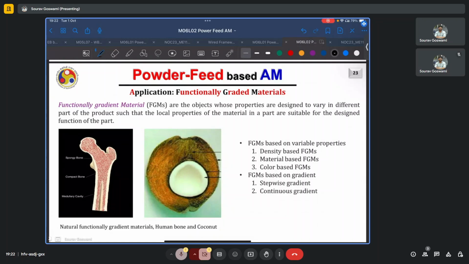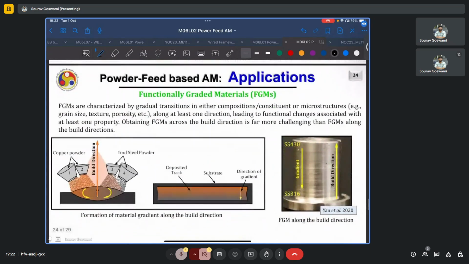Now they can have variations based on densities, based on material, or based on color, depending on the gradient, whether it is a stepwise gradient, where you have regions of continuous characteristics, say be it composition or density or texture or whatever, and then you have a sharp change over a very small region. Those are called stepwise gradients. Or you can have a continuous gradient based on any function such as a linear function or any other monotonically increasing or decreasing function, which will have a continuous change in the functionality.